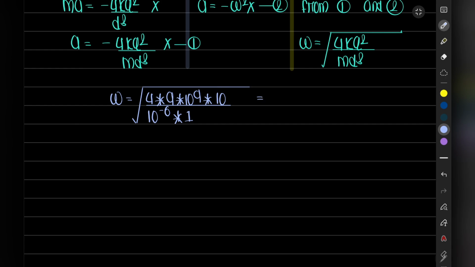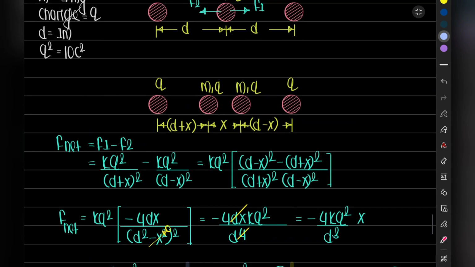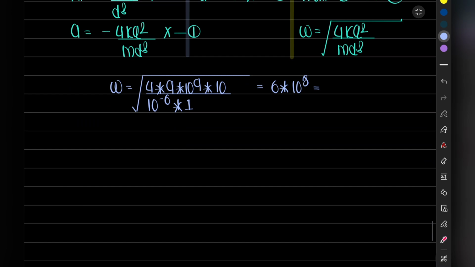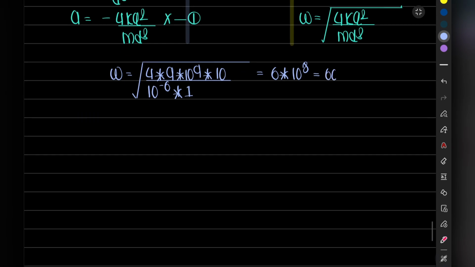So after simplification, 4 nines are 36, 36 out of the root will become 6. We have here 10 to the power 9 plus 1, that is 10, and plus 6, that is 16. After coming out it will become 10 to the power 8. Now if we try to write in the form of the question, which is 10 to the power 5, it will be 6000 into 10 to the power 5 radian per second. This will be the final answer. Thank you.